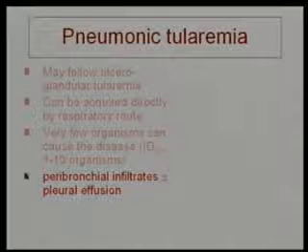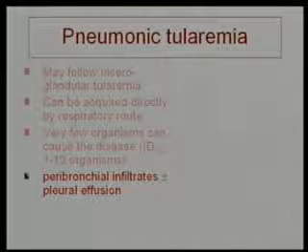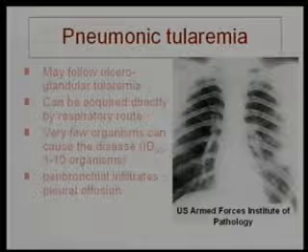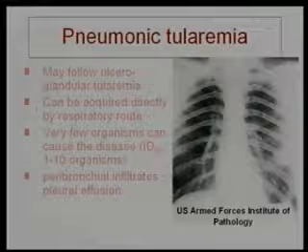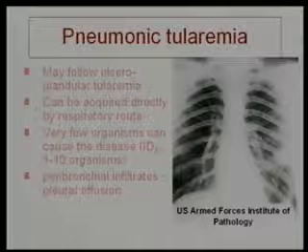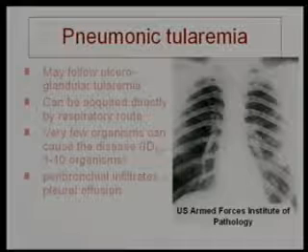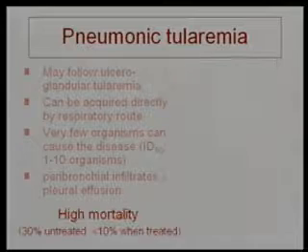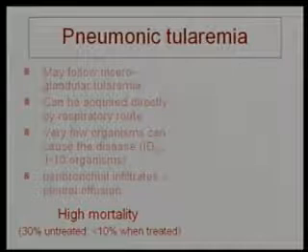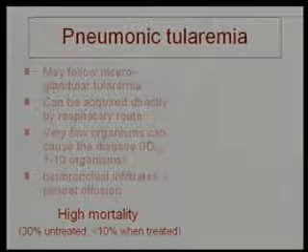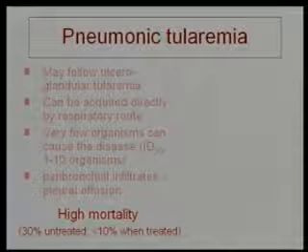Okay, peribronchial infiltrates, pleural effusion. That's not unexpected. Here is the X-ray. Nothing atypical or different from some other infections. It has a very, very high mortality, about 30% untreated, and even when treated, it could be as much as 5 to 10%.